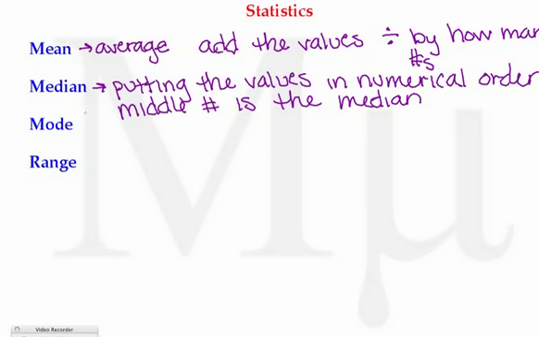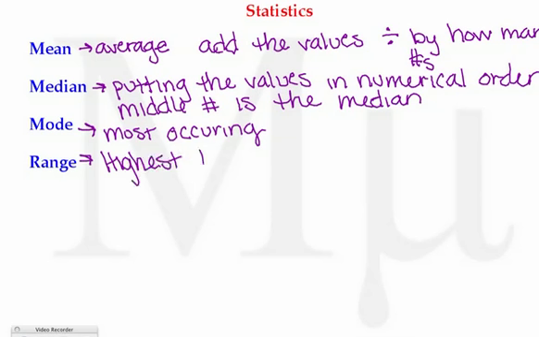Mode is just the most occurring number. Does that have 2 R's? Then range: highest value minus lowest number. So you're just finding how far apart your numbers are in all of the data that you were talking about. So these we need and we've used before, but we're actually going a little bit further with those things.